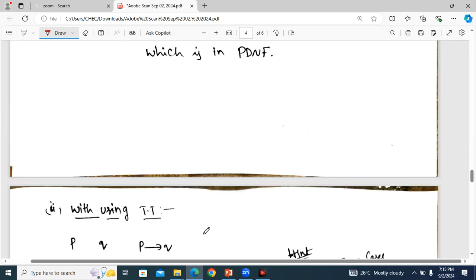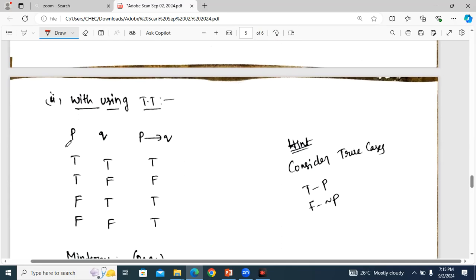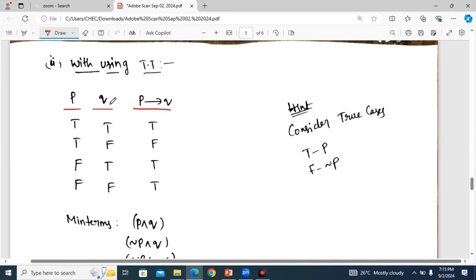Now we find with using truth table. So P, Q, P implication Q. So here two variables are given. So we have four truth values. For P, true, true, false, false. For Q, true, false, true, false. P implication Q. So by the rule of implication, when P is true and Q is false, the implication will be false. In remaining cases, true. So true, false, true, true.